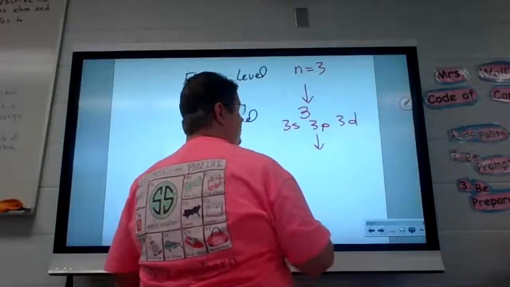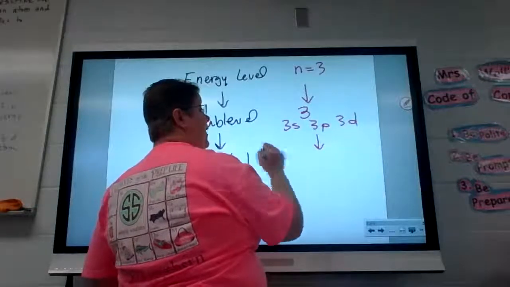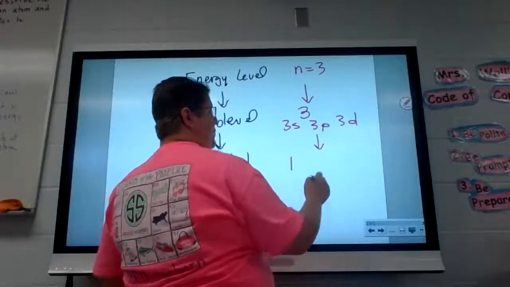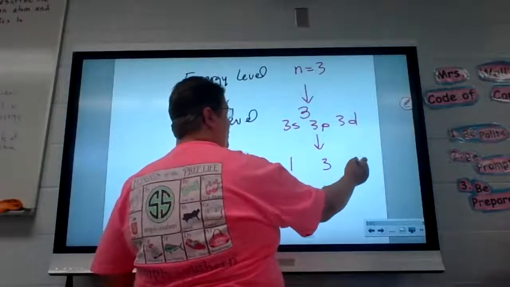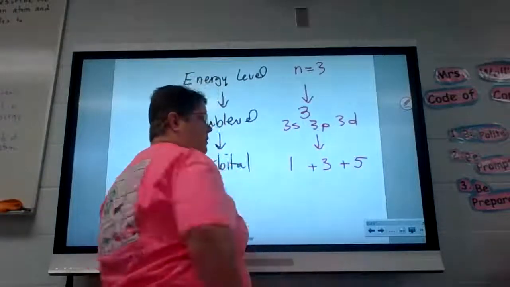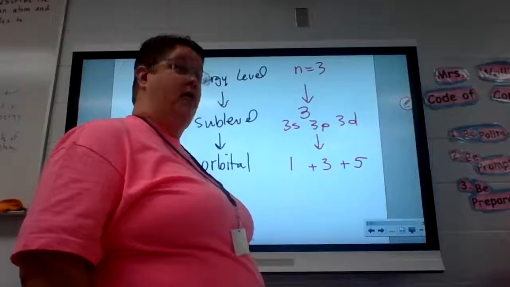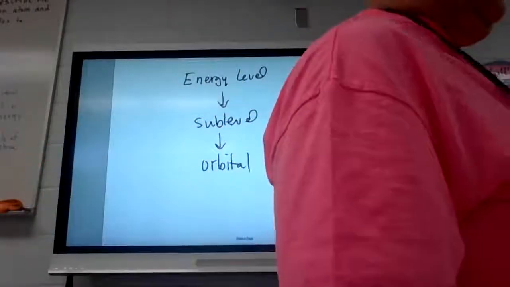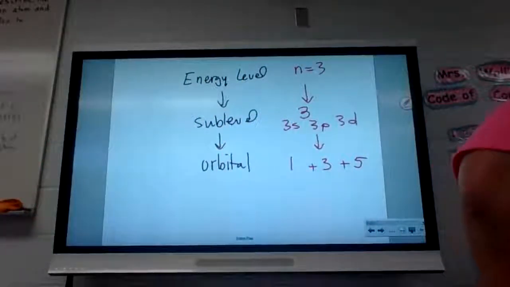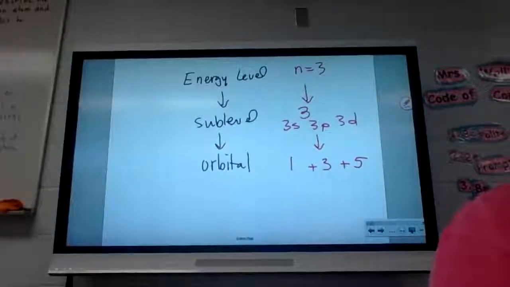How many are in S? How many pictures? How many pictures in P? 3. And in D? 5. So add them up. So how many do we have? 9. So the answer Allie yelled out was correct. Now, if they asked you electrons, you would just keep going and find the electrons. How many electrons are in S? 2. How many in P? 6. And how many in D? So you'd add 2, 6, and 10 if they had asked you electrons. Okay, that's the difference. Orbitals, you don't add up the electrons. You don't multiply by 2.